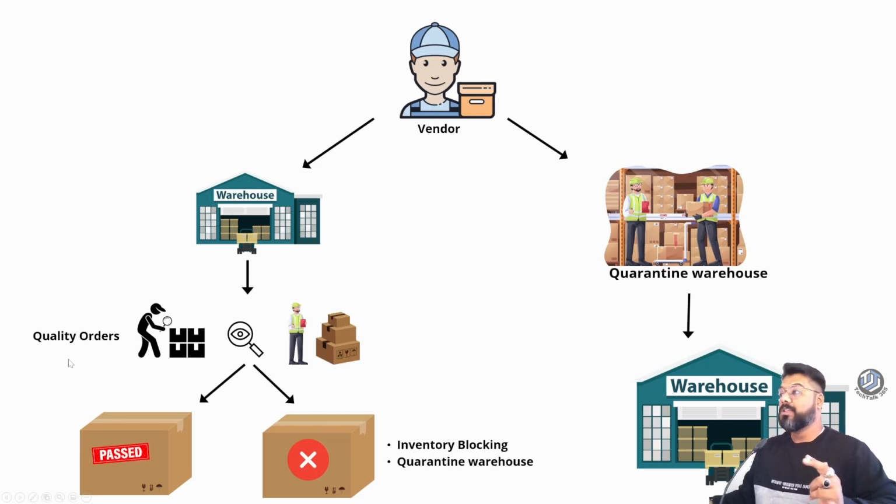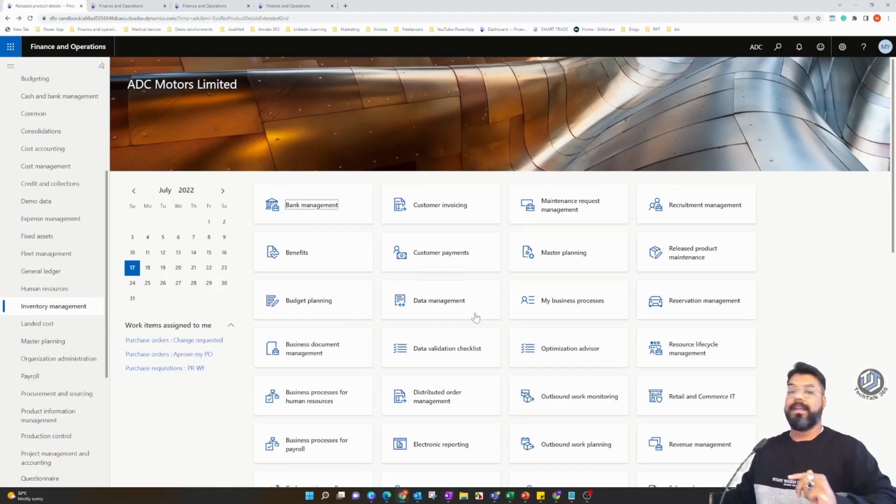Okay, so today we will be reviewing this particular scenario, meaning we'll be creating a purchase order, receiving them into the quarantine warehouse, and then finally moving them back to the main warehouse. So this is the scenario that we are going to cover today. So let's get into the environment and get started with our scenario.